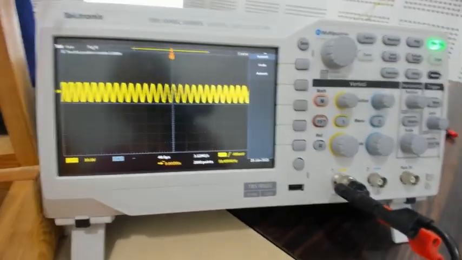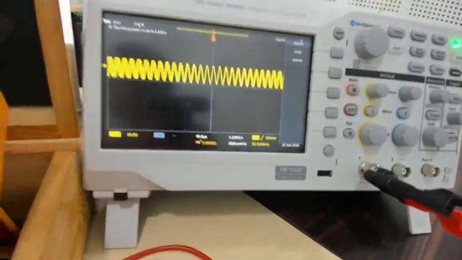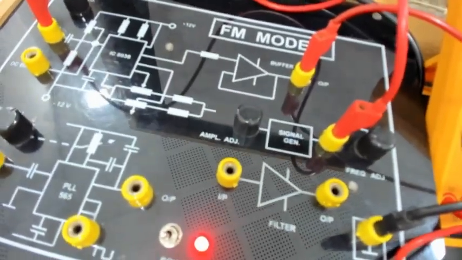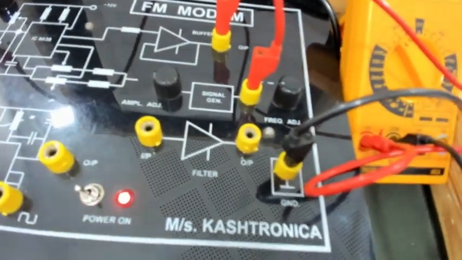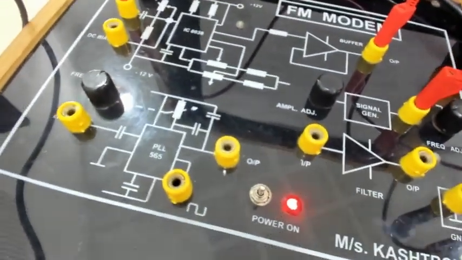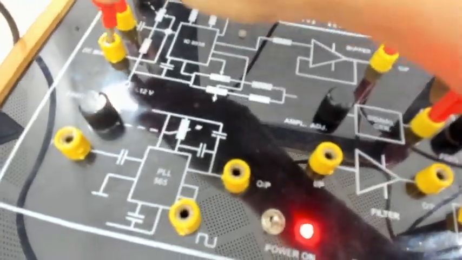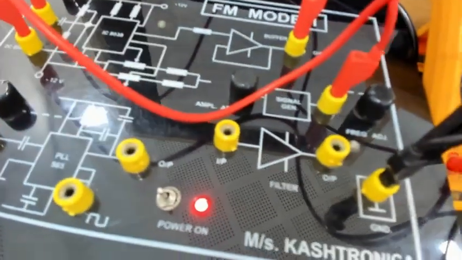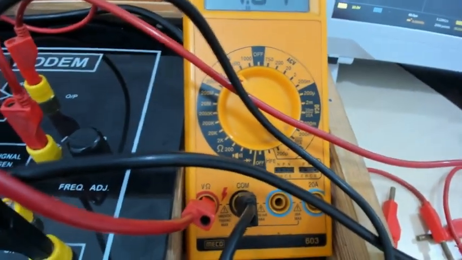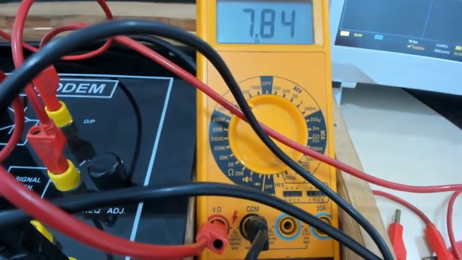Now we are to observe what the DC bias is at this point. In order to observe the DC bias, you have to connect the DMM, one input to ground and the other to the DC bias input. So you have connected it to the DC bias. At this point, what is the signal level? It is almost 7.84.